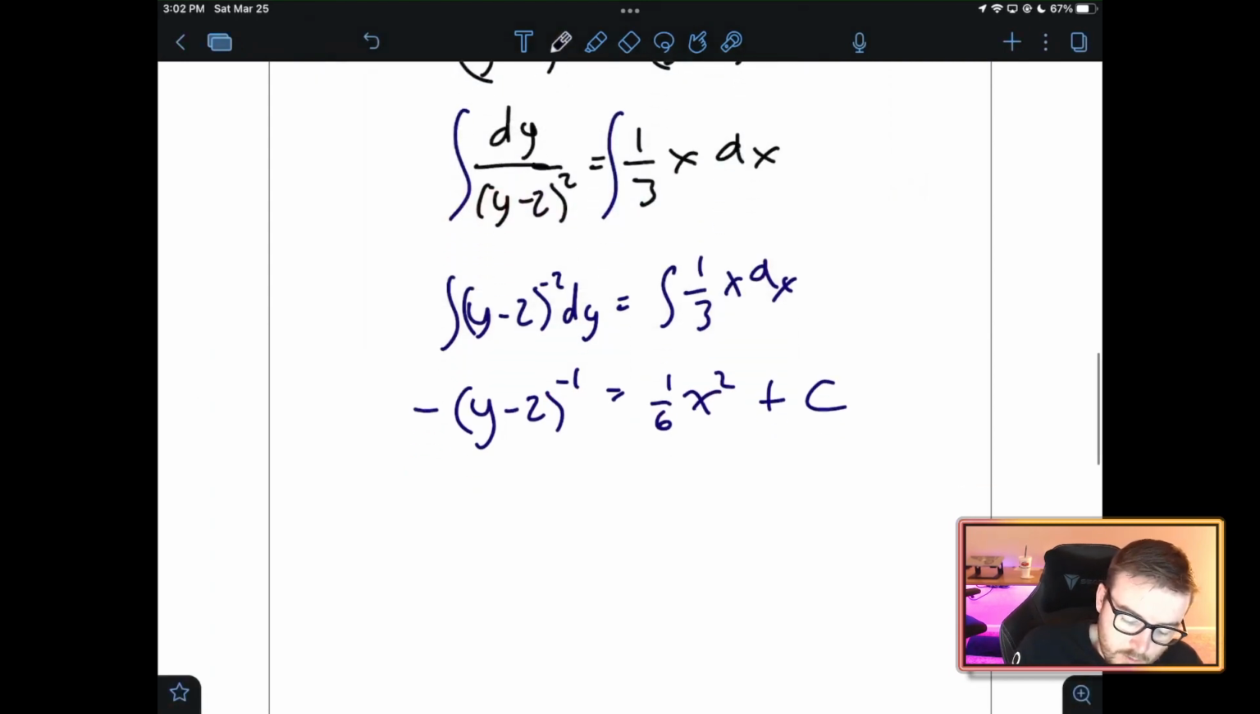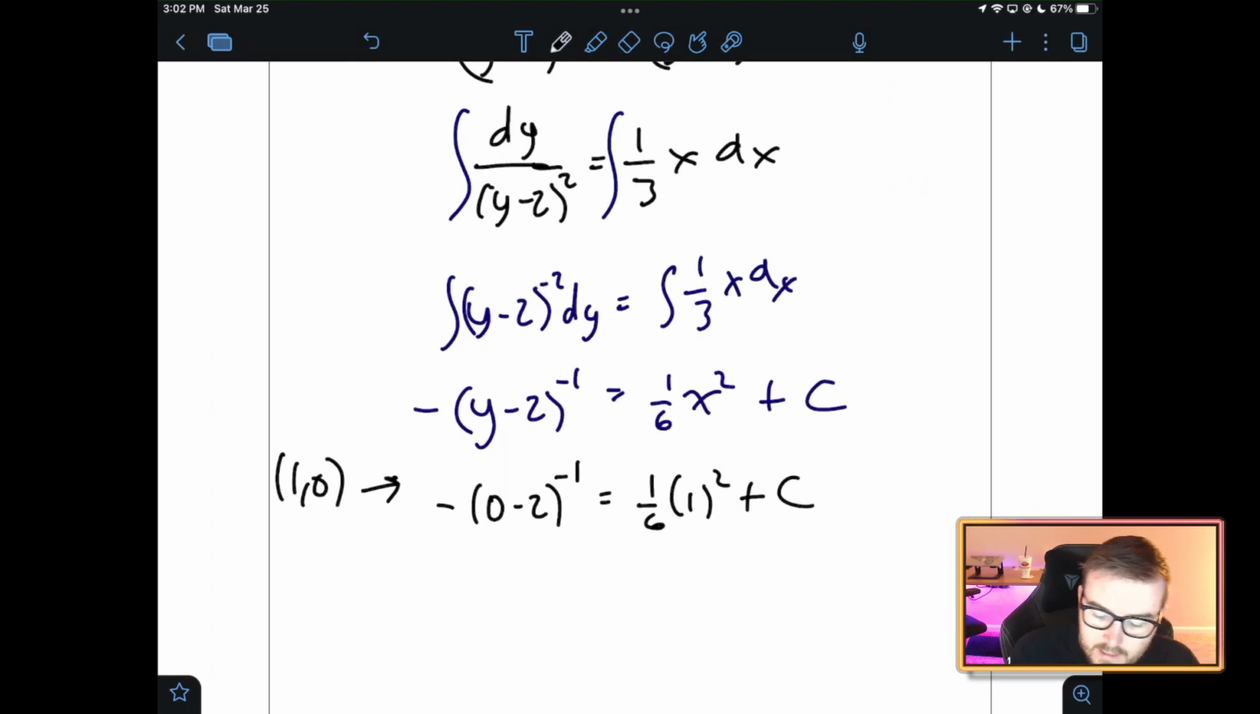Now I'm going to plug in the initial condition of 1, 0 in order to solve for c. So negative 0 minus 2 to the negative 1 equals 1/6 times 1 squared plus c.